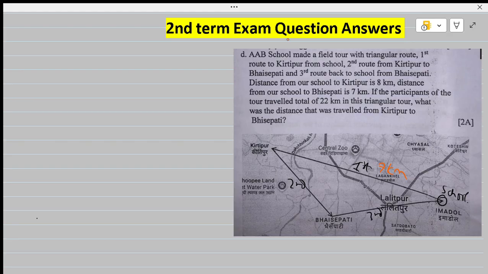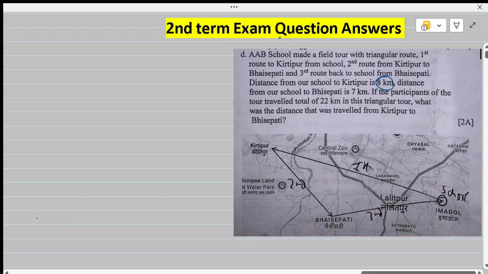what was the distance between Kirtipur and Vaisipati? I didn't read one route also, I guess. The distance from school to Kirtipur is also given, 8 kilometers. So this 8 kilometers given is the distance from school to Kirtipur, right?